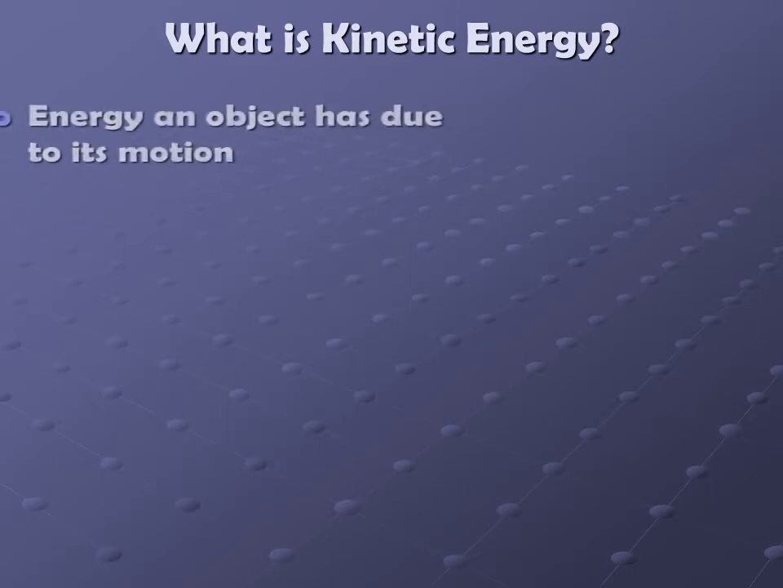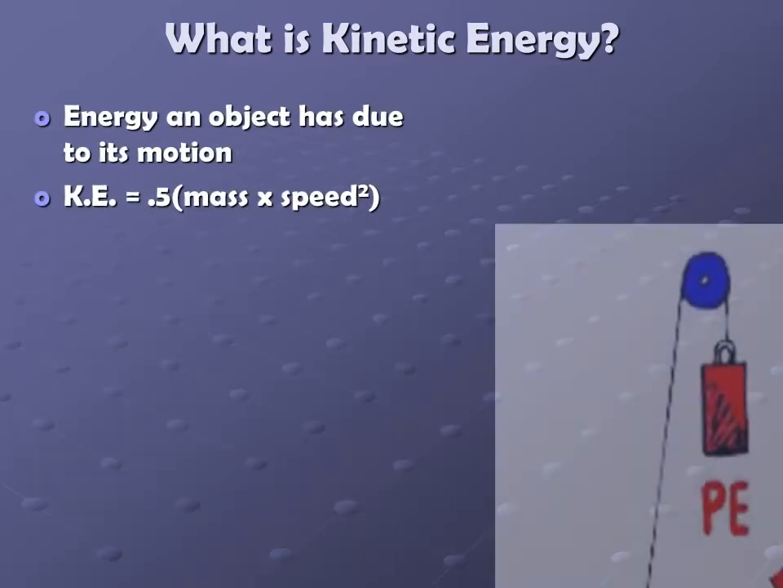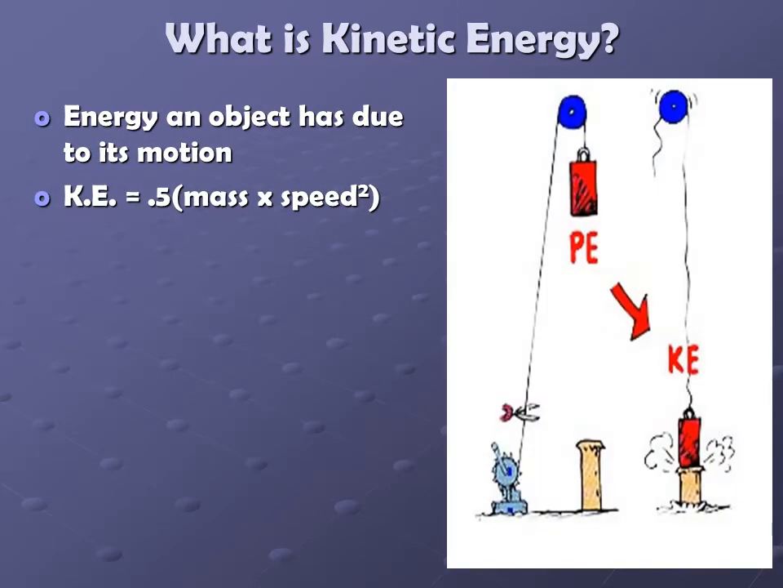So what is kinetic energy? I think we can all agree kinetic energy is energy that an object has due to its motion, right? And then the equation is going to be kinetic energy is equal to 1/2 or 0.5 times its mass times its speed or velocity squared.